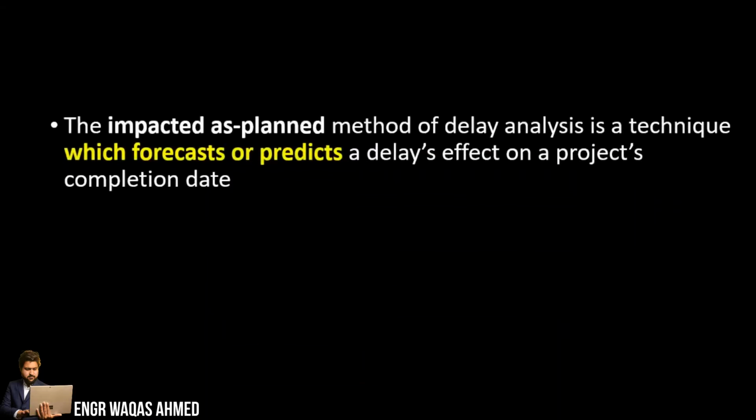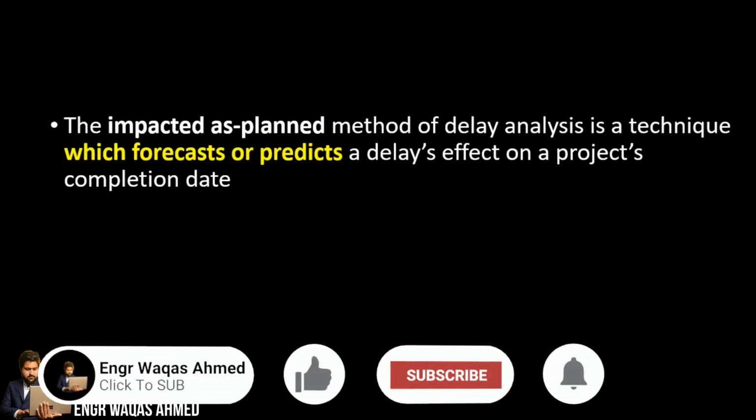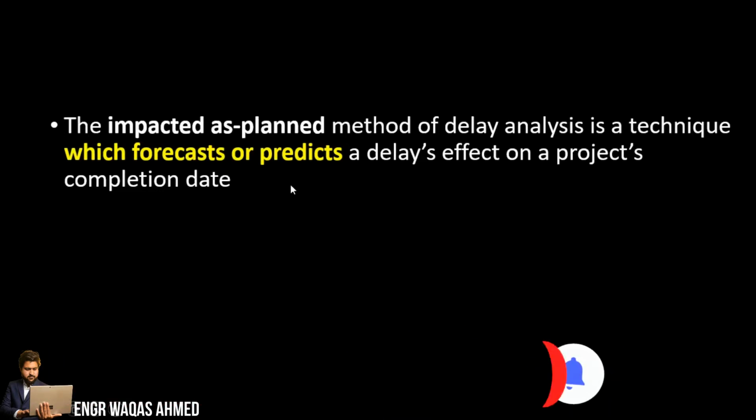So what this technique actually means: the impacted as-planned method of delay analysis is a technique which forecasts or predicts a delay's effect on a project's completion date. If some delay happened on your project timeline, that delay effect will be incorporated into your project schedule, and it will measure the possible future project completion date.